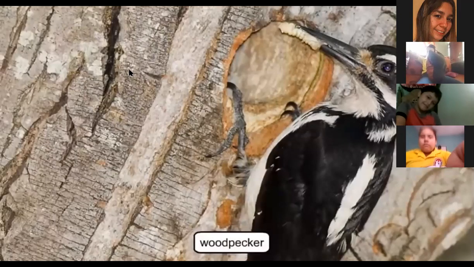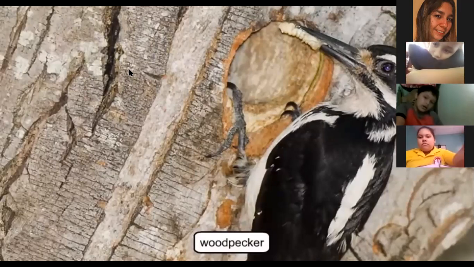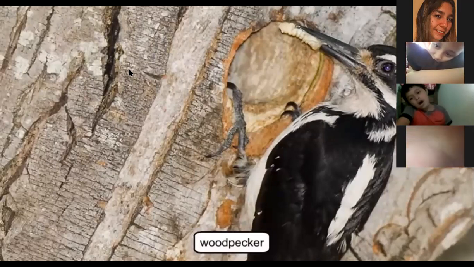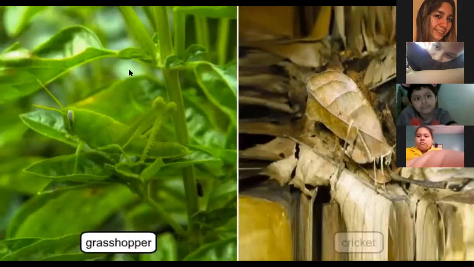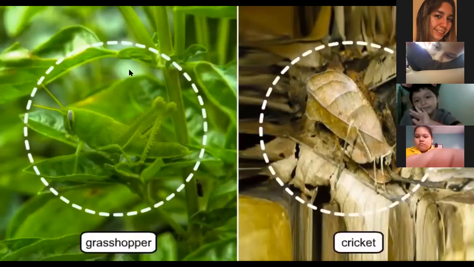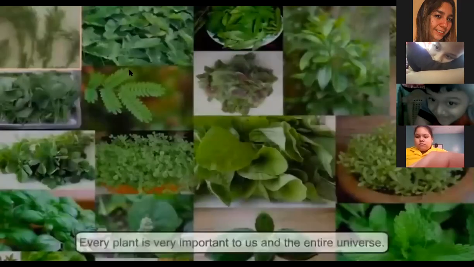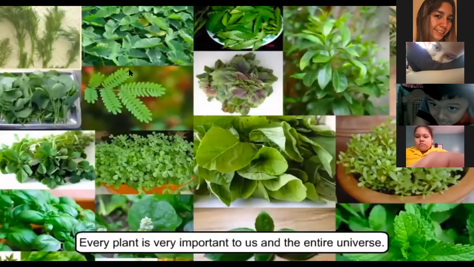Woodpeckers feed on insects and grubs from trees, thereby keeping the trees healthy and free from insect attacks. Grasshoppers and crickets hide from their predators by taking cover in green and dry leaves, respectively. Hence, every plant is very important to us and the entire universe.